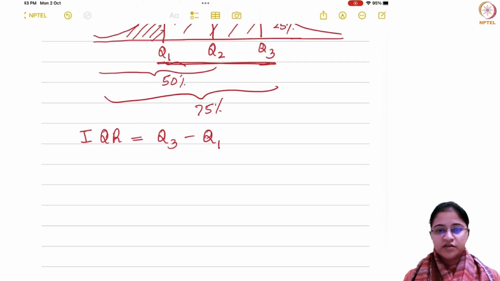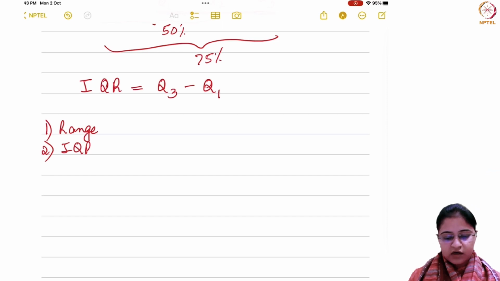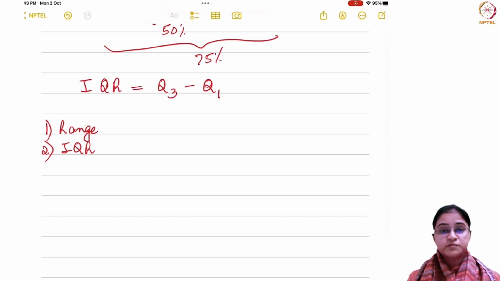You have studied range. So you first studied range and then you studied IQR. These measures of dispersion are independent of the measures of central tendency. Their definition does not involve the measures of central tendency, mean or median or mode.